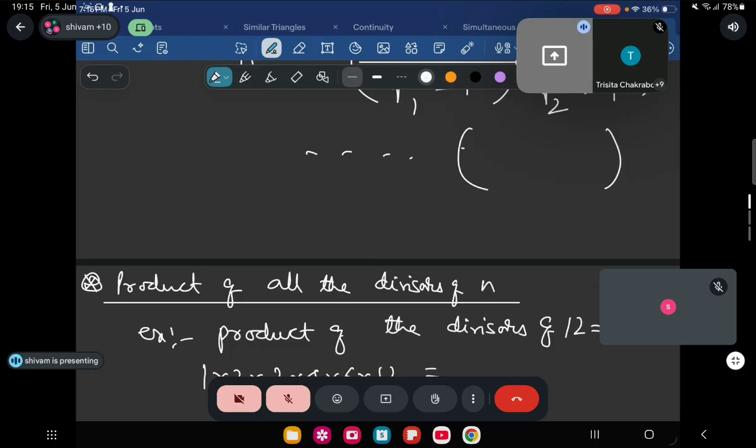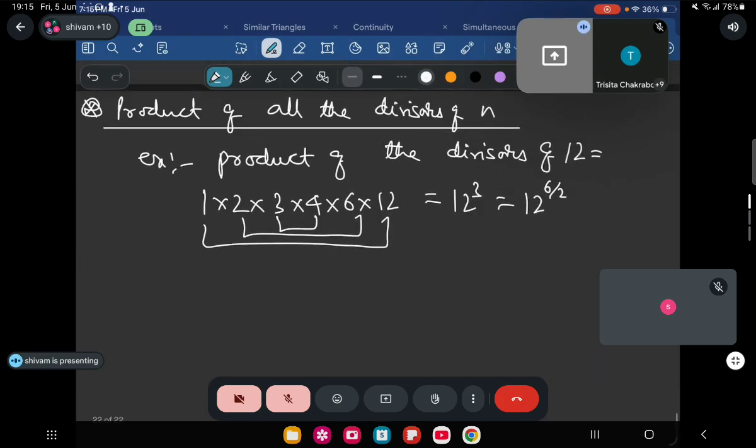If you multiply the first and the last one, you will get 12. Second and second last, 12. Third and third last, you will also get 12. So this is 12 cube. Are you getting, Aviraj? Tell me. This can also be written as 12 to the power 6 by 2, that is number of divisors. 12 has 6 divisors, divided by 2. Are you getting? Because you are pairing them up.